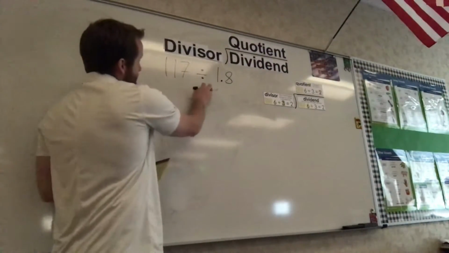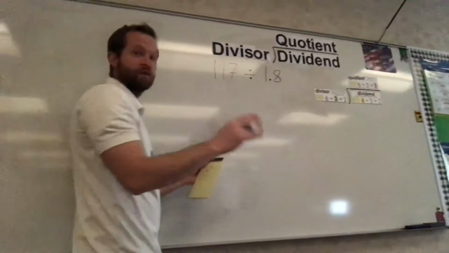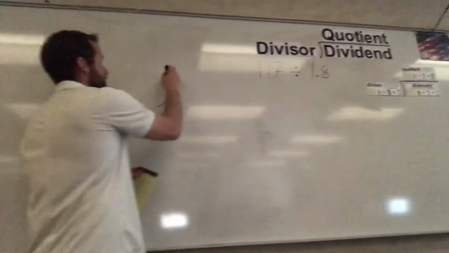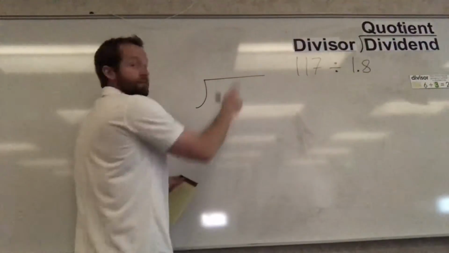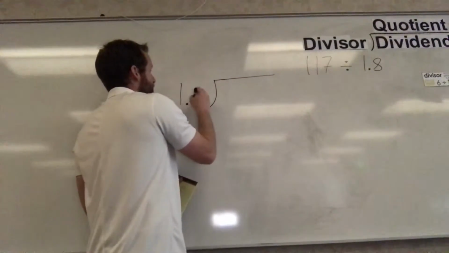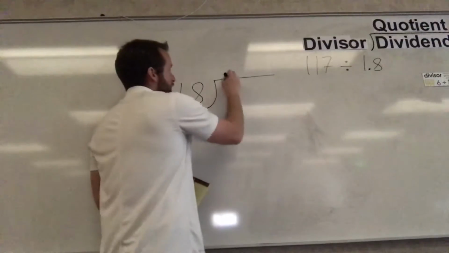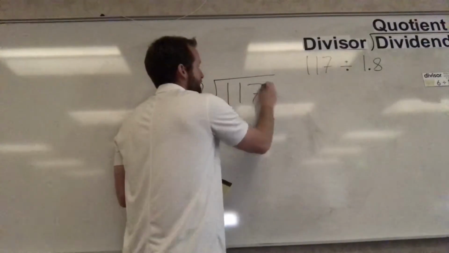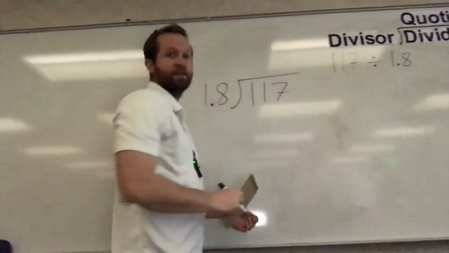So when we have this problem, we're going to set it up and it's going to look like this. I'm going to write our division bracket here. The divisor always goes on the outside, so 1.8. And the dividend always goes on the inside, right? So this is how we've got this set up right here.